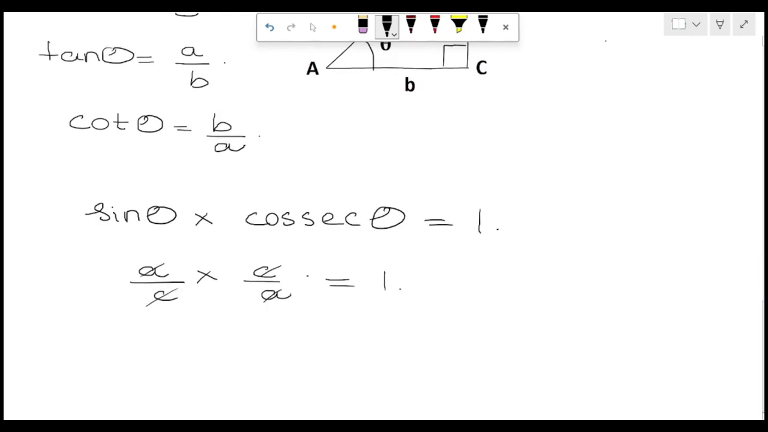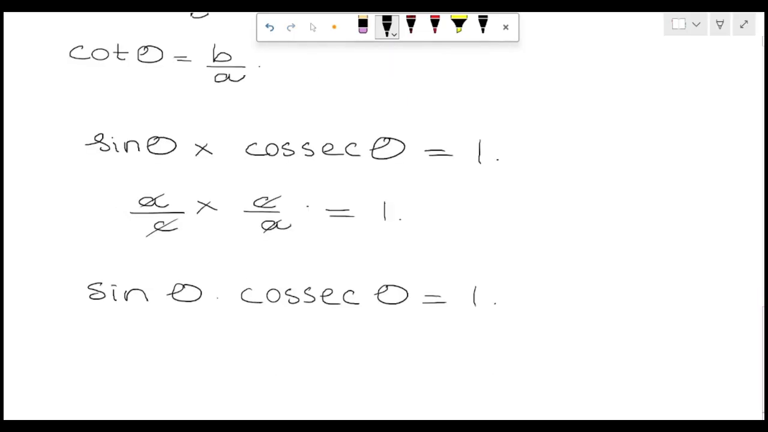So now instead of writing sine theta cross cosec theta is equal to 1, we can write sine theta dot cosec theta is equal to 1. But there is also another way to write this. We can also write that sine theta is equal to 1 over cosec theta.